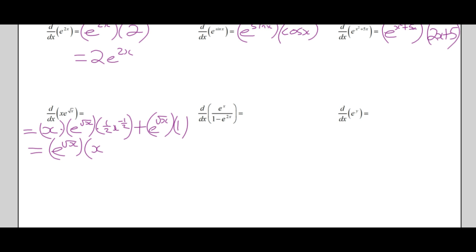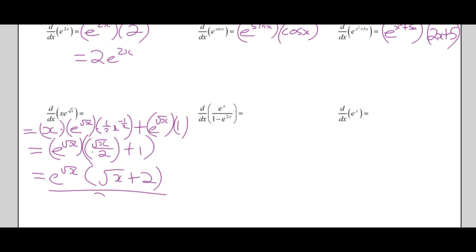So then I've got x. Well, okay, what's that going to be? So I've got an x to negative 1/2. So that's x to the 1/2, which would be root x, over 2. Okay, so that's there. Plus 1. So e to the root x, and then let's go with, what do we got? Root x plus 2 all over 2. I think that'll do.